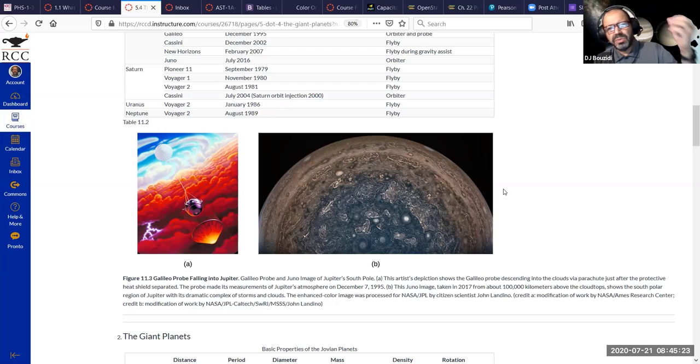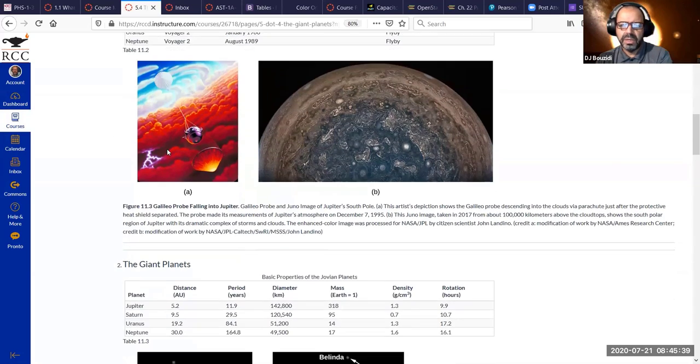Actually, it did not land. I'm sorry, what should I say? It was thrown into the atmosphere to collect data on the composition of the atmosphere. Before it reached the lower ends of the atmosphere, it was disintegrated completely. And this is an artist's rendition of it, so this is not an actual picture.